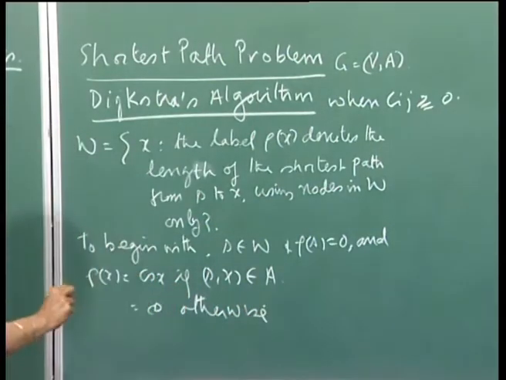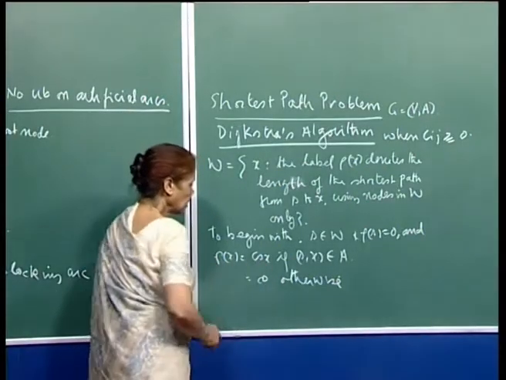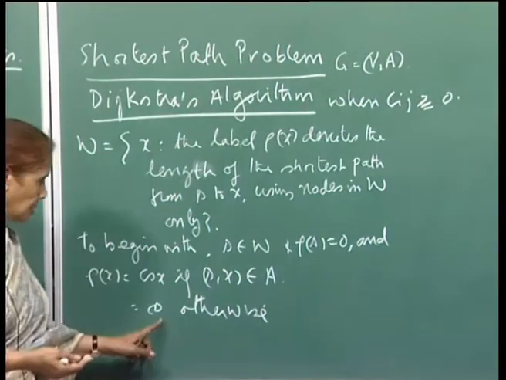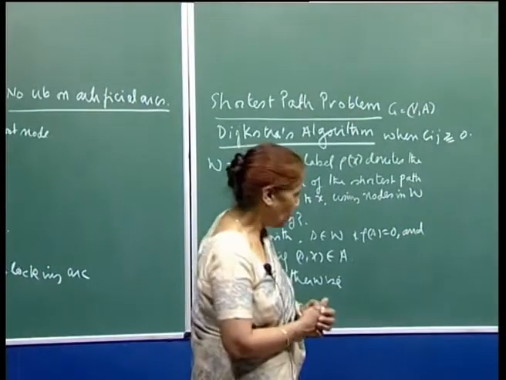So, in the beginning, for all nodes which are connected to S by an arc, I will give the label as the actual cost or the distance of the arc Sx, and for all other nodes it is infinity, for the arcs which are not there.